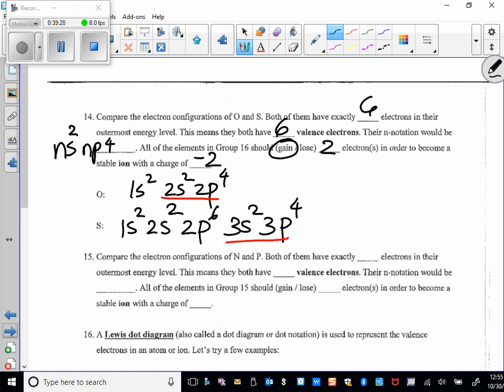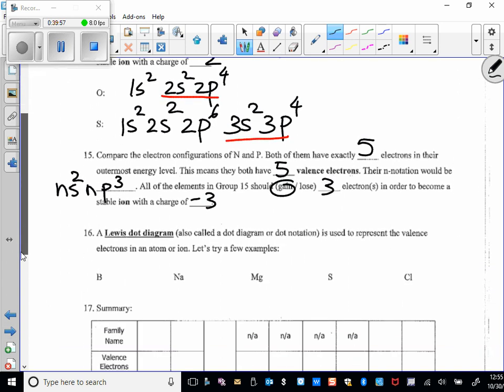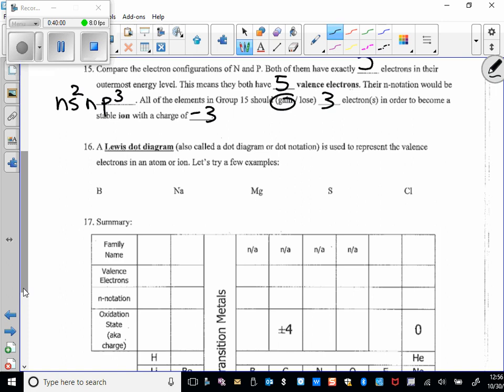-2. So if you look at nitrogen and phosphorus, that is before oxygen, group 15, how many valence electrons will they have? 5. All right? And so their N notation will be NS2 NP3. Will they gain or lose? Gain how many? 3. What will that charge become? -3. So now we are in a Lewis dot diagram.